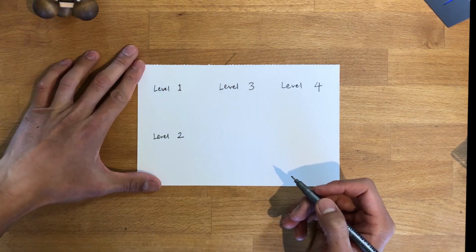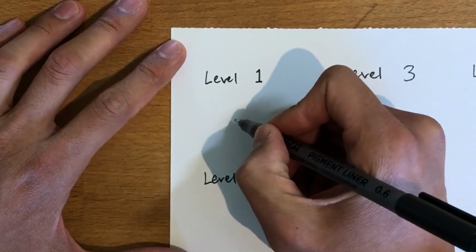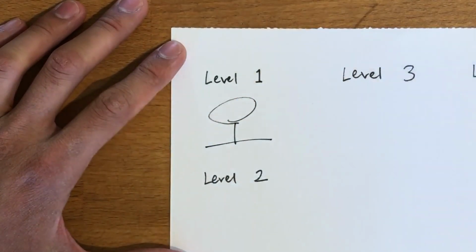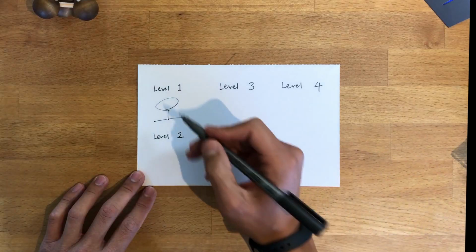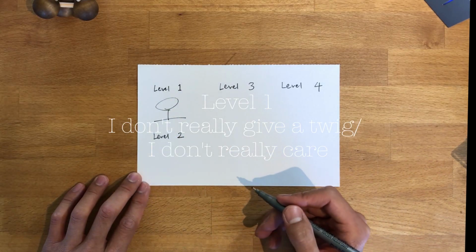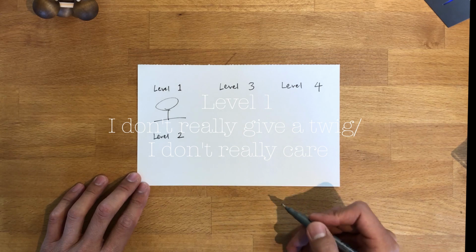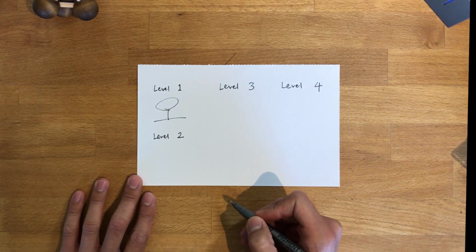Starting with level 1. It's very simple, you don't really think about it. The ground, the trunk, and the top of the tree. I'm going to call this the "I don't really give a twig" or "I don't really care" level. Okay, so pretty ugly, looks like a lollipop there.